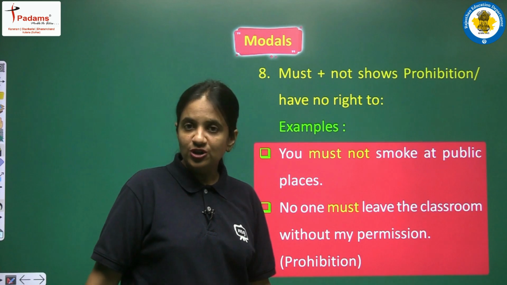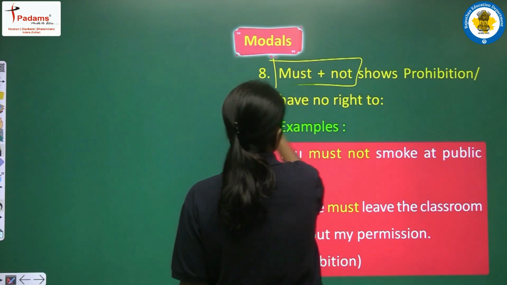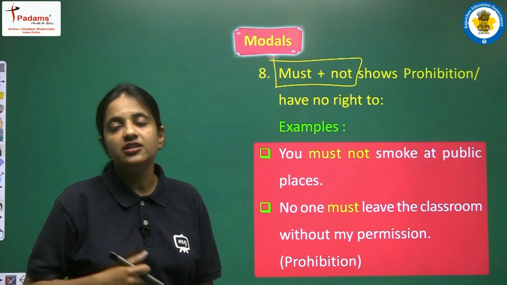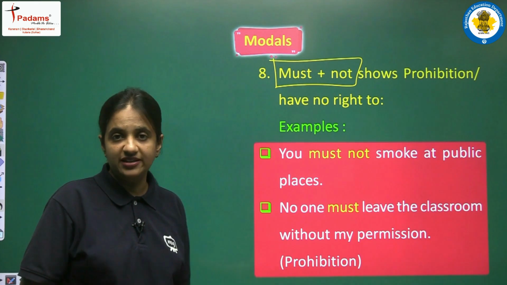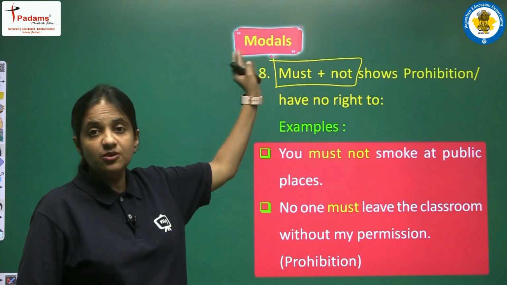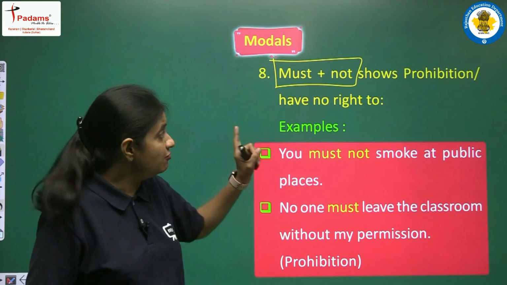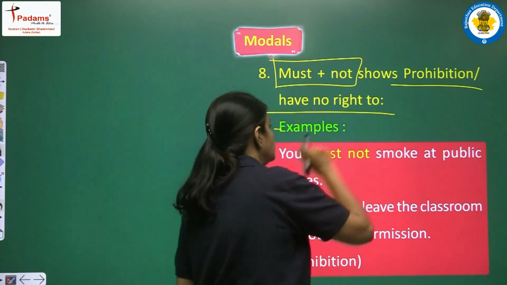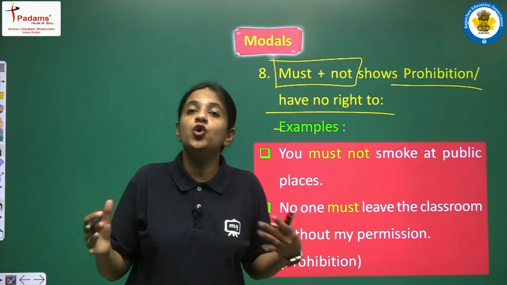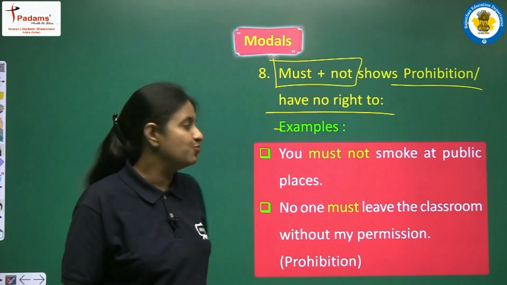So now one more use of must we are having. So let's see, must plus not. So yes, must is also used in a negative sentence. So when we are using must plus not, or we can say when we are using must in a negative form, then it shows prohibition, or we can say it shows that we have no right to do this thing. So let's see the examples to clear this point.